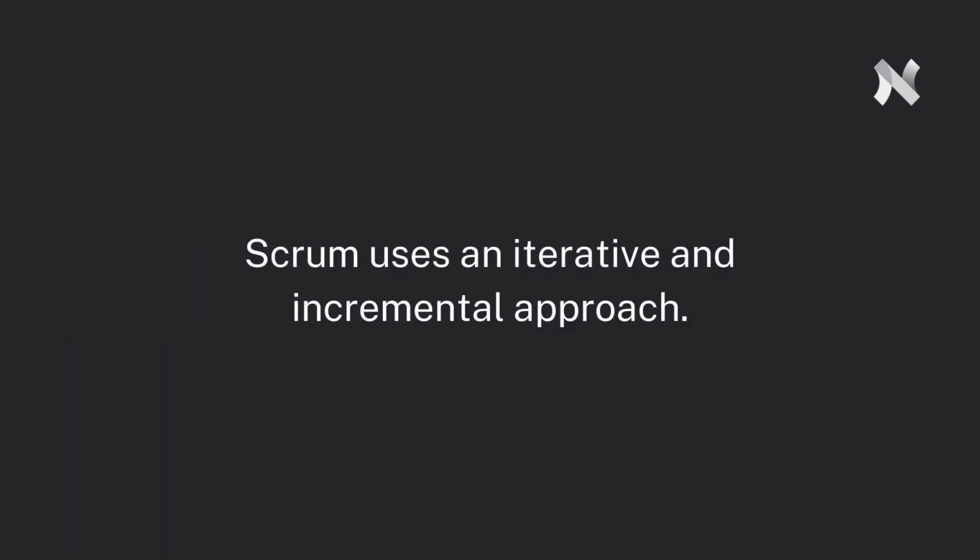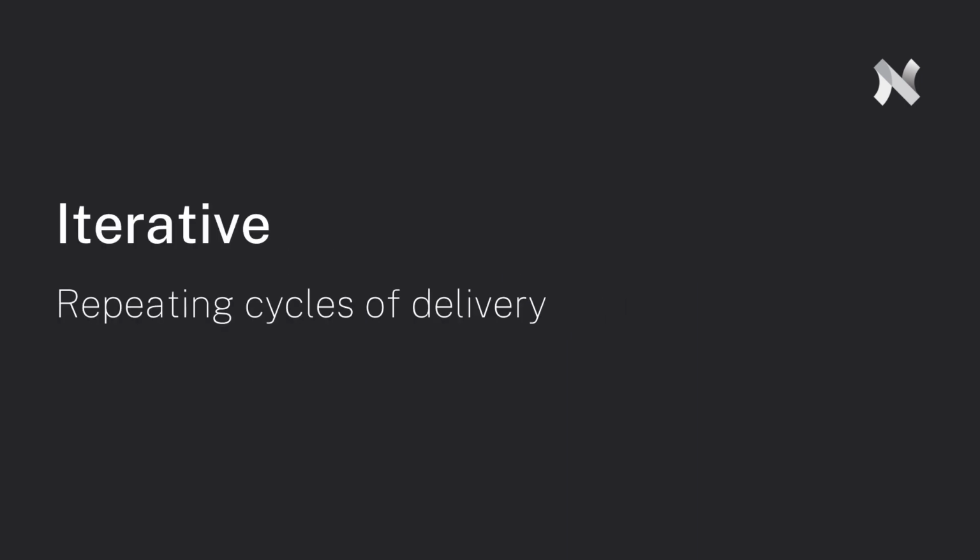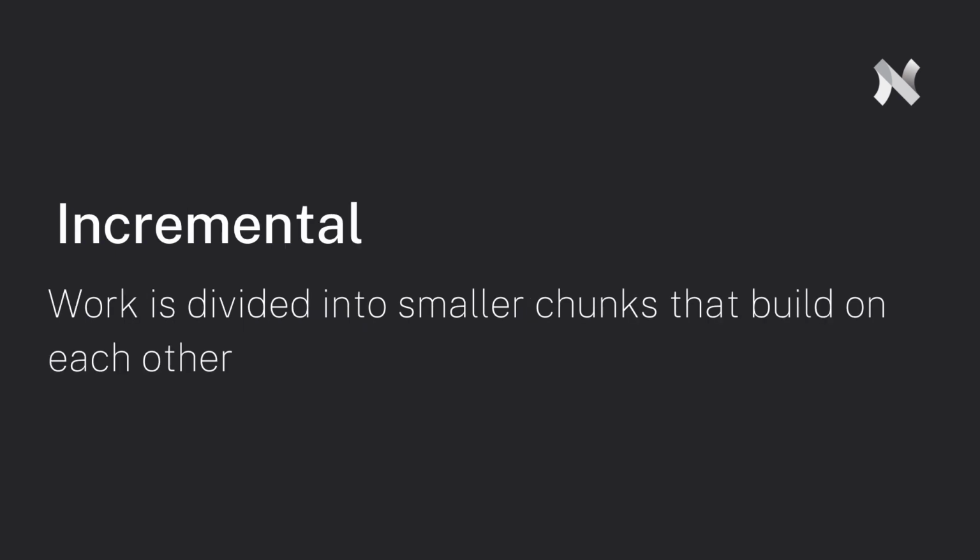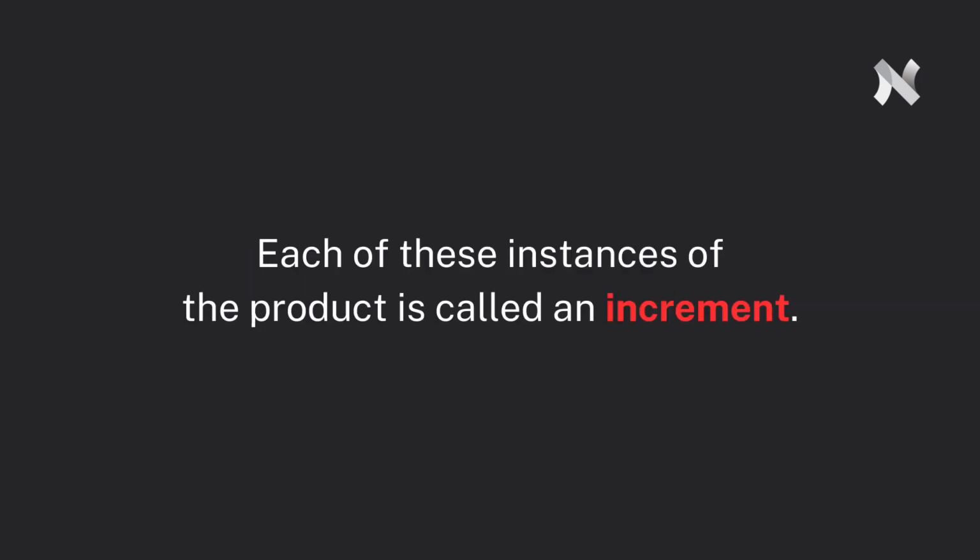Scrum uses an iterative and incremental approach. Iterative refers to the fact that project processes are repeated. We discussed this a bit in the last module, but as a reminder, iterative means that the project works in time boxes or iterations. Incremental refers to the work being divided into smaller chunks that build on each other. The product is built over time through work done during each iteration. Each of these instances of the product is called an increment.